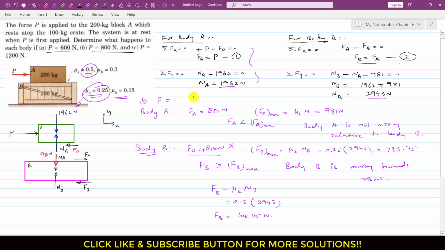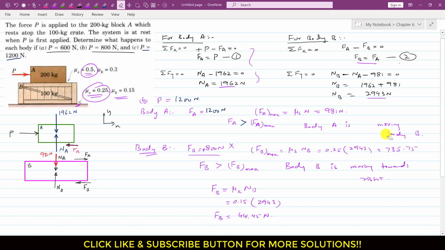Now for case C, P is equal to 1200 Newton, right? So now if P is equal to 1200 Newton, according to equation A, FA is equal to P, so this means that FA is equal to 1200 Newton, right? And again FA max will remain the same, since mu S and N A is constant, right? So now we can see that FA is greater than FA max. So this means that body A is moving, right?